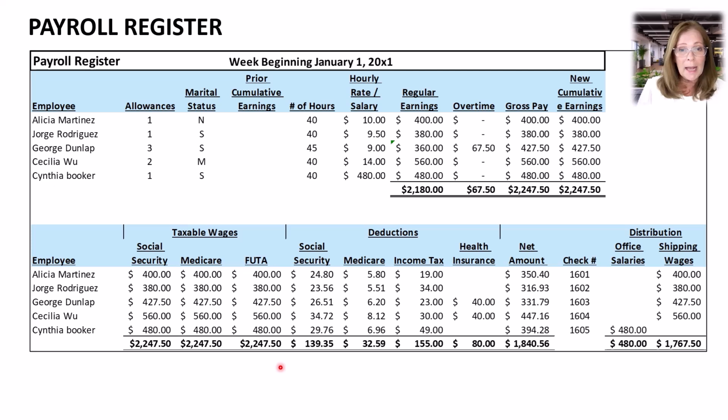However, when the employee has pre-tax deductions, the amounts subject to federal, Social Security, and Medicare tax would be different from the gross wages. The next set of columns are the deductions for Social Security, Medicare, income taxes, as well as health insurance. Finally, we get to the net pay, the check number, and the distribution of the wages by type. In this case, office salaries and shipping wages. So let's record the first part of our payroll journal entry, the gross wages.